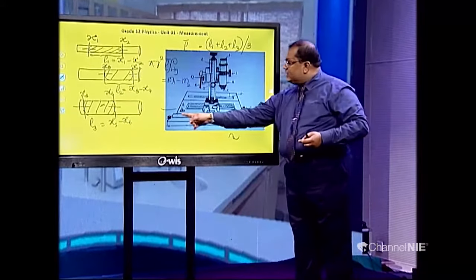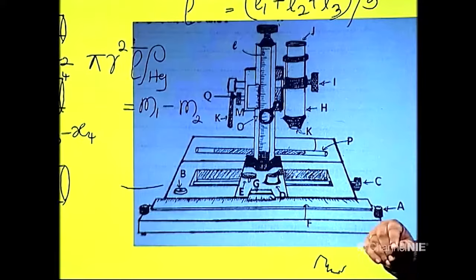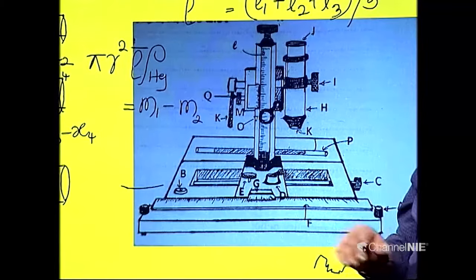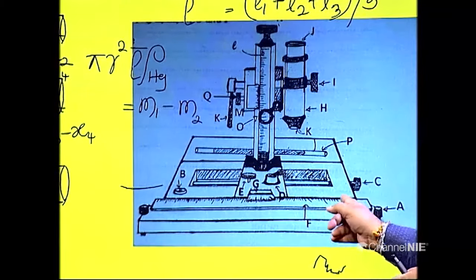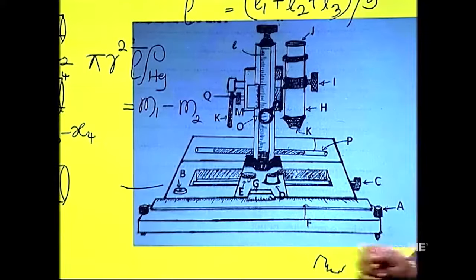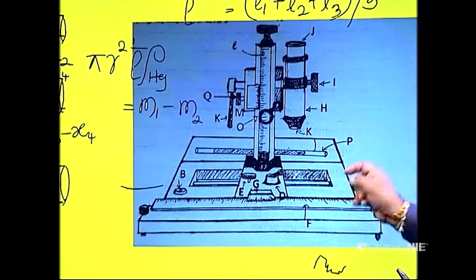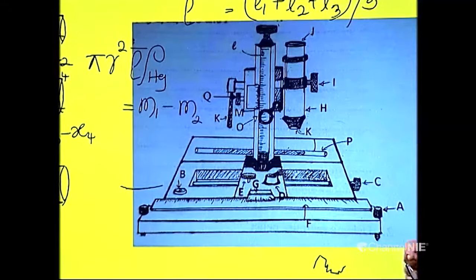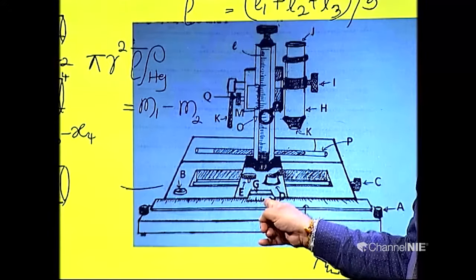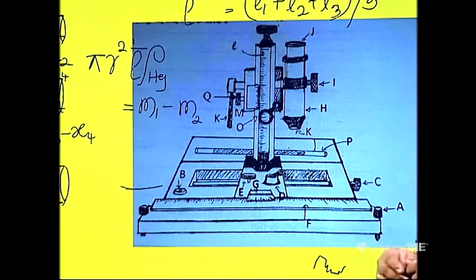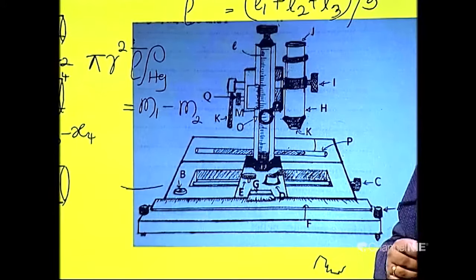And I told you this is a horizontal main scale. It has a maximum range of normally 22 centimeters, and the least count of the main scale is only 0.5 millimeters. With the vernier, which has 50 divisions, the least count becomes 0.01.